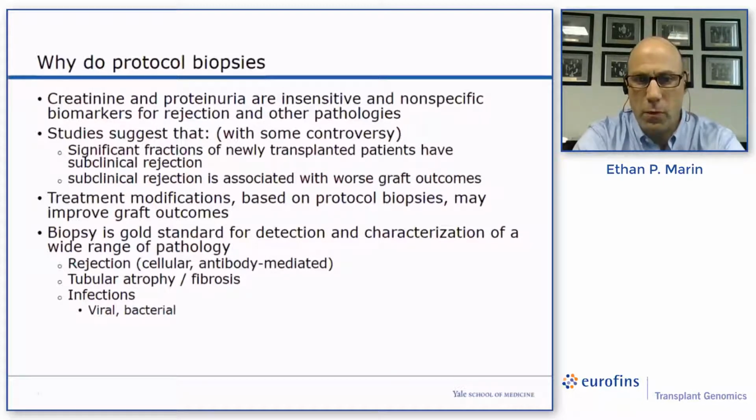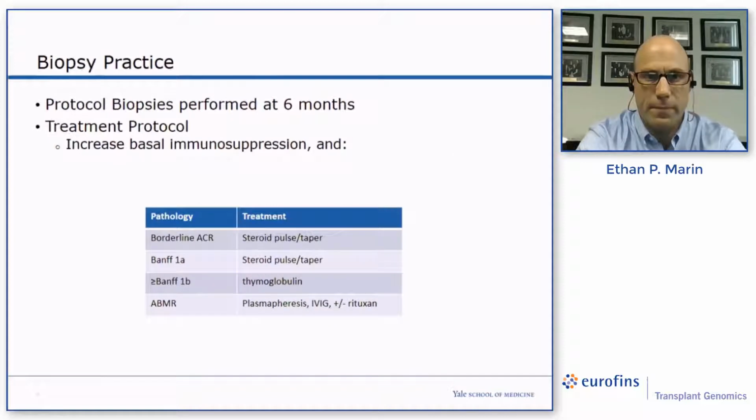Biopsy is at present the gold standard for detection and characterization of renal pathology. It allows for the detection of not only rejection of various kinds, but also tubular atrophy and fibrosis, tubular damage from other causes, as well as a variety of different infections in the kidney. So as mentioned, we do protocol biopsies at 6 months, and we do treat when we find rejection, not only cellular rejections and antibody-mediated rejection, but we also treat borderline rejection, typically with the steroid pulse and TAVR, as well as intensification of basal immunosuppression.